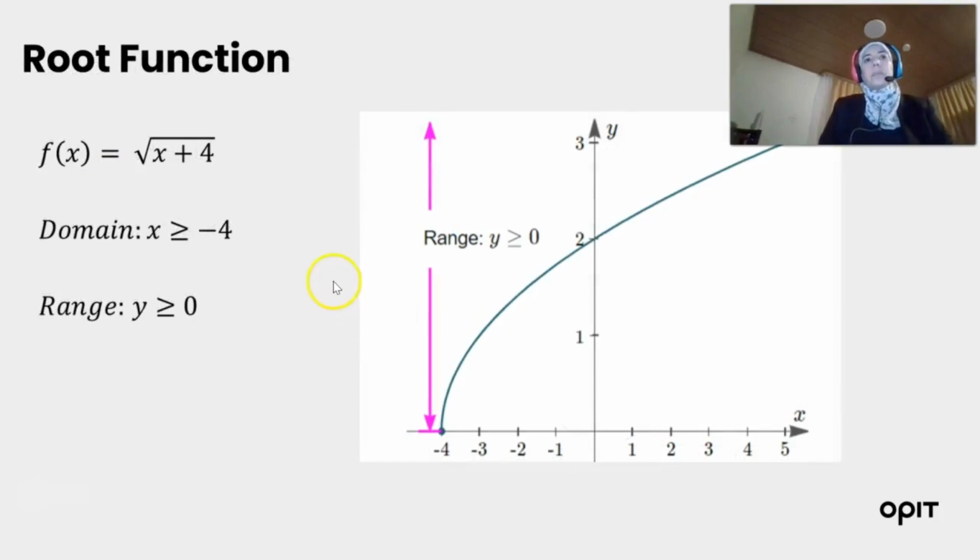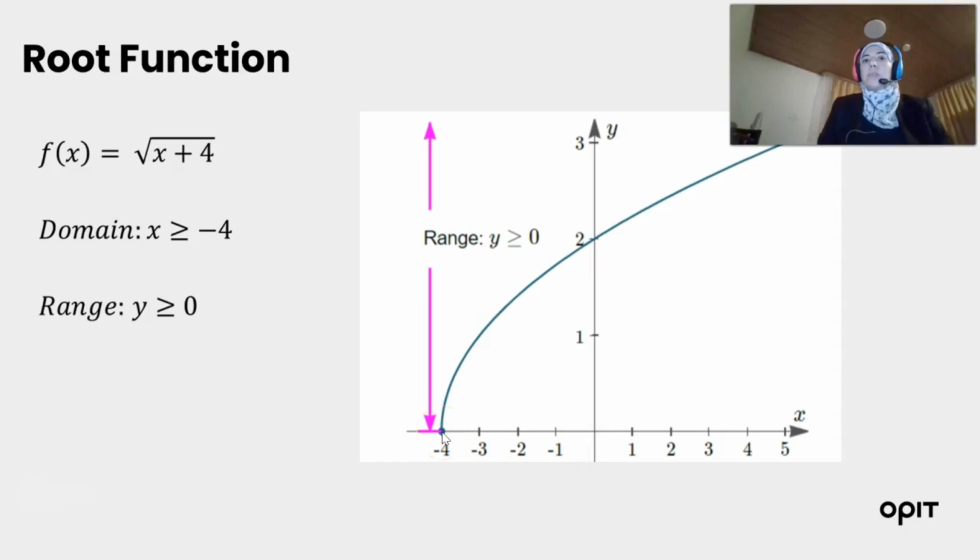Root function. We calculated the domain before. What makes x plus 4 greater than or equal to 0 is x greater than or equal to -4. This is simply the plot of the root function. Again, we could use Python, we could use MATLAB, we could use any math application to plot such kinds of functions. And let's have a look now.